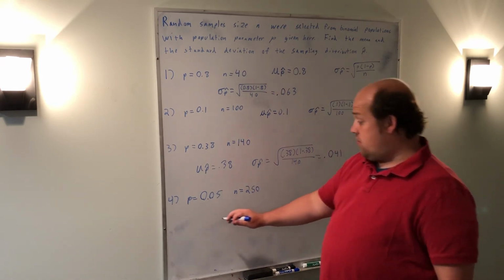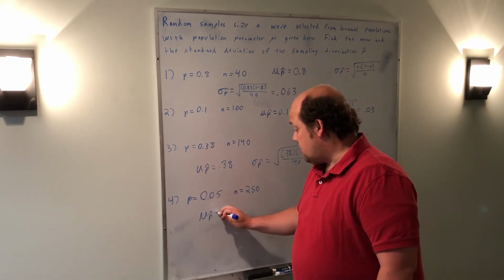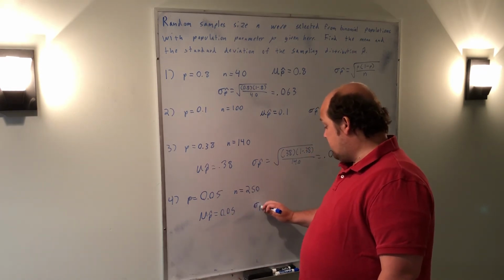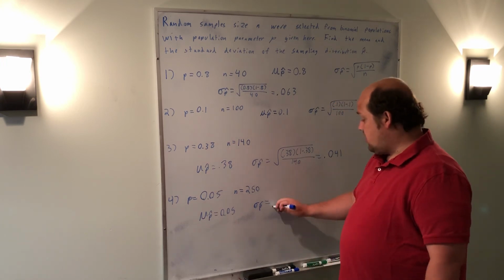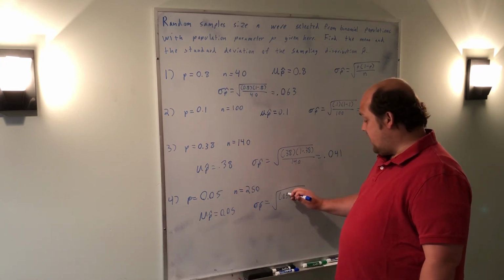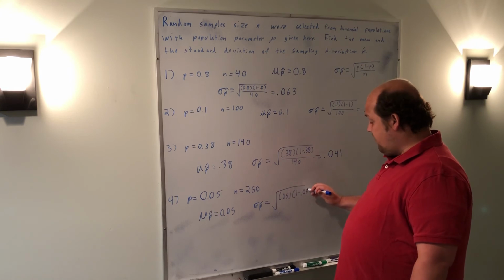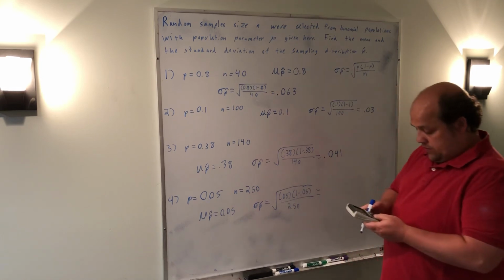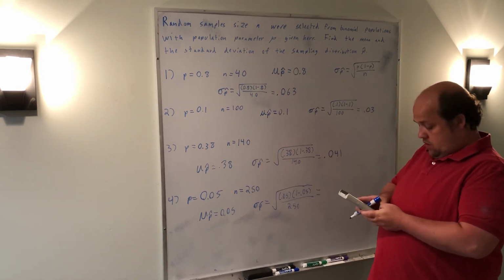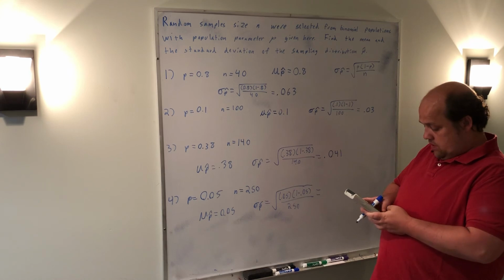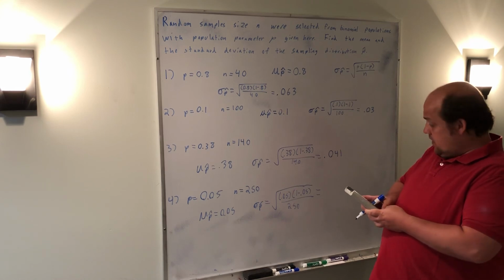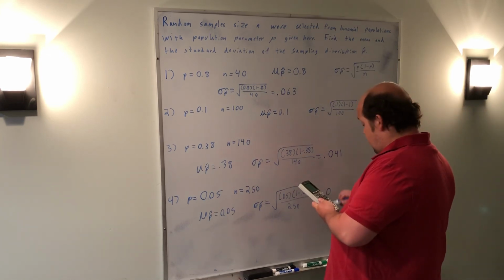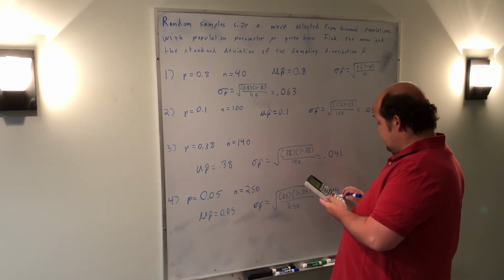For the last one here, my mu sub p hat equals 0.05. My sigma sub p hat equals the root of 0.05 times 1 minus 0.05 over 250. When I put that in my calculator, the root of 0.05 times 1 minus 0.05 divided by 250, I get an answer of 0.0137, so I'm going to call it 0.014.